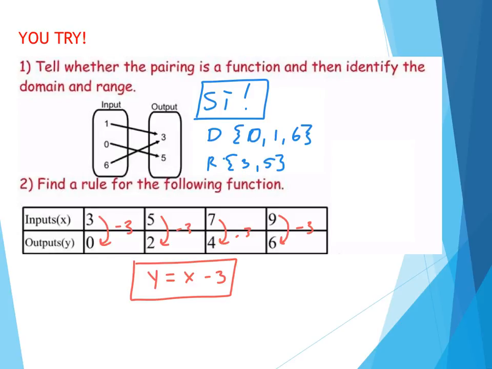All right, number 2, hopefully you got this right away. Find a rule for the following function. Again, we're going to see what happens to the input to get us our outputs. You should have noticed right away, the only way to get from 3 to 0, other than multiplying by 0, would be to subtract 3. If you check that rule in every case, it works out. So I'm taking my inputs and subtracting 3 to get my outputs. So my rule would be y equals x minus 3.